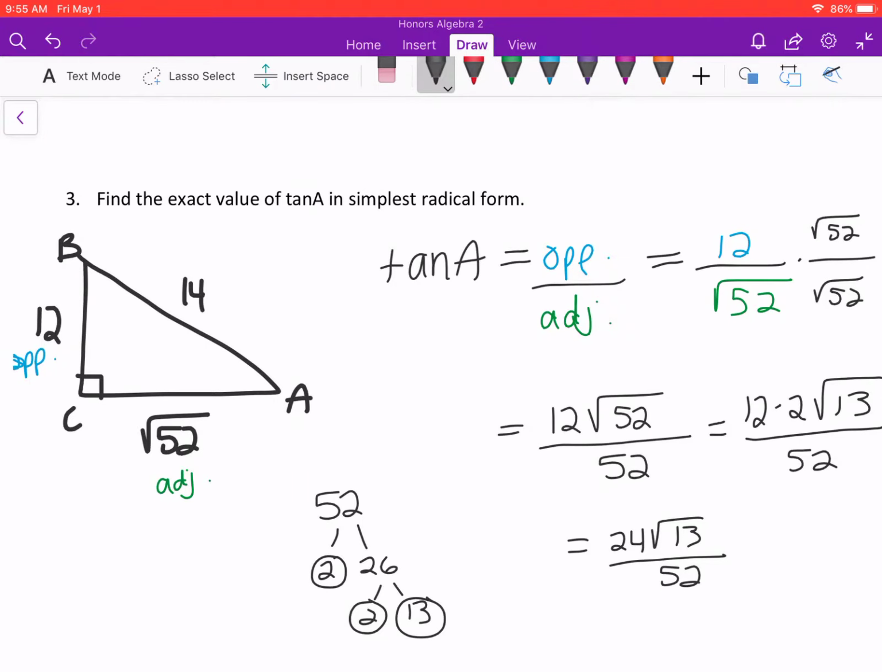And then I just need to simplify this fraction a little bit, because 24 and 52 can both be reduced. So I'm going to divide each of those by 4. 24 divided by 4 is 6. 52 divided by 4 is 13. So I get 6 square root 13 all over 13. And I can't reduce those 13s because if you look in the numerator, that 13 is inside a square root sign, but in the denominator it's not. So my answer would just stay like this.